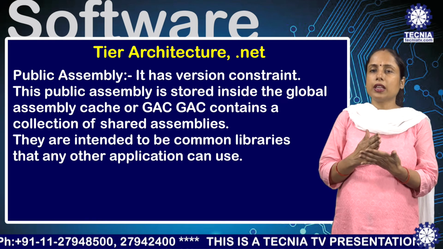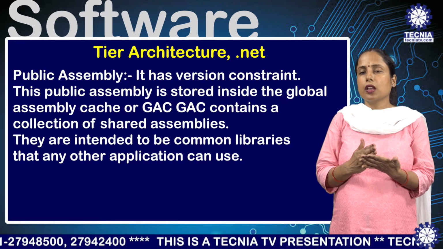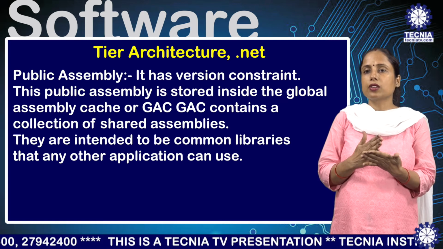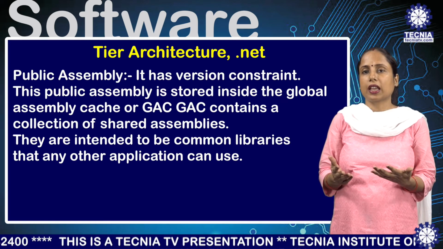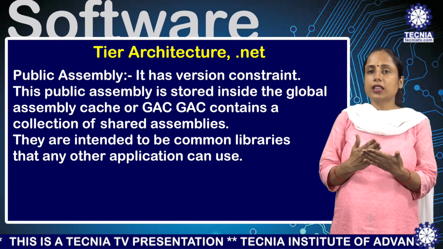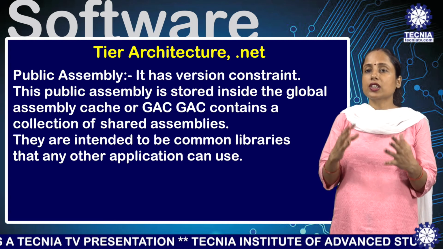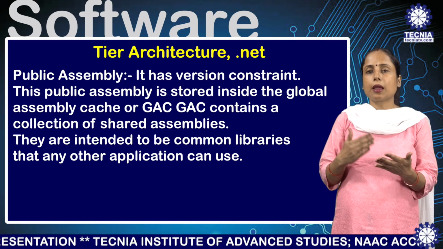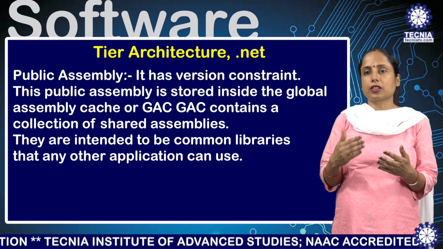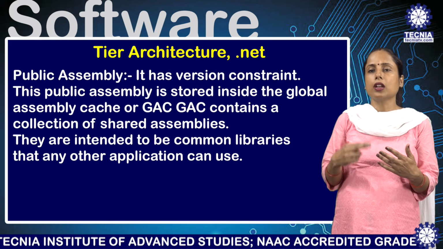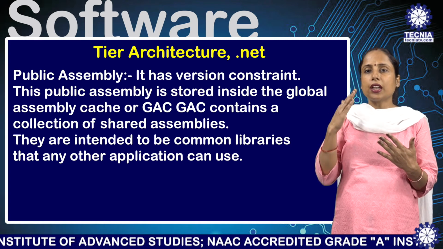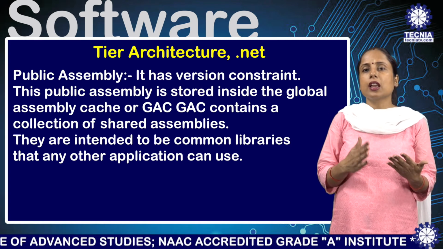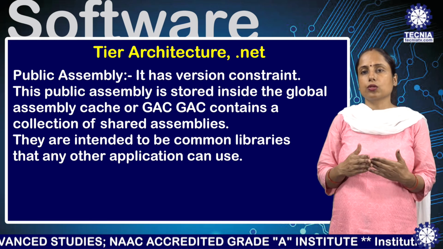In public assembly, there is a version constraint. Public assembly is stored inside the global assembly cache, in short known as GAC. GAC contains a collection of shared assemblies. Shared assembly means we are using a single assembly for different applications. They are intended to be common libraries that any other application can use.